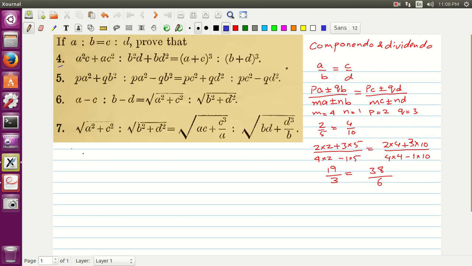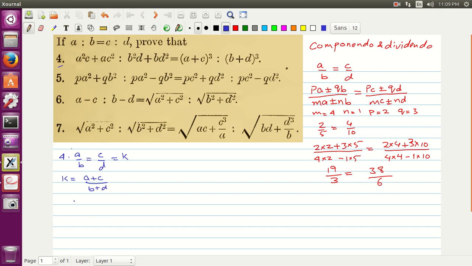Okay, so we are given A is to B is equal to C is to D. Now let us say that this is equal to K. Okay, if you have gone through the problems of the first chapter, we know that K is also equal to, we add the numerators, so you get A plus C over B plus D.